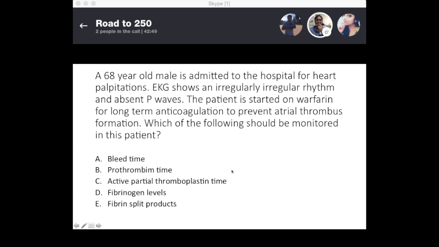Okay, next question. Last question. A 68-year-old male is admitted to the hospital for heart palpitations. EKG shows an irregular rhythm and absent P waves. The patient is started on warfarin for long-term anticoagulation to prevent atrial thrombus formation. Which of the following should be monitored in this patient? B. Yes, we'll go with that. The answer is B, because we're looking at extrinsic, which is PT time for warfarin, as it inhibits the extrinsic pathway.